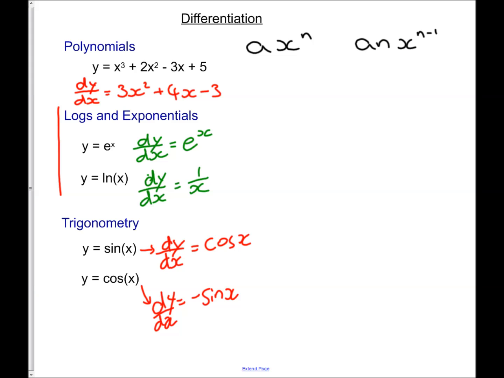So, as a quick summary, when I differentiate a polynomial, I times by the power, take 1 off the power. When I differentiate y equals e to the x, I get dy by dx equals e to the x. When I differentiate y equals ln x, I get dy by dx equals 1 over x. When I differentiate sine x, I get cos x. And when I differentiate cos x, I get minus sine x.